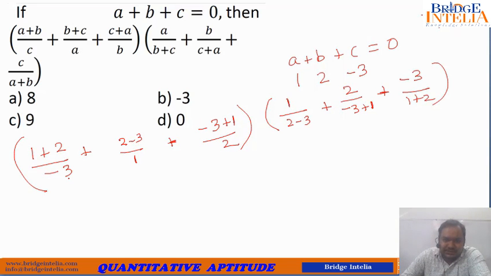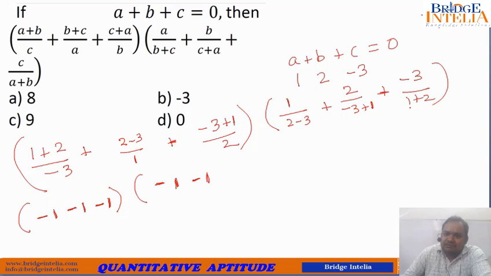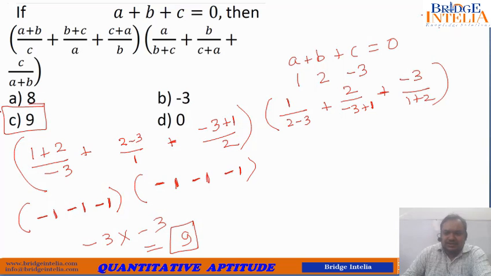1 plus 2 is 3, 3 divided by minus 3, so minus 1. 2 minus 3 is minus 1, minus 1 divided by 1 is again minus 1. So minus 3 plus 1 is equal to minus 2. So minus 2 divided by 2 is again minus 1. This into, so 1 by minus 1 is again minus 1. So 2 by minus 2 again minus 1, minus 3 by 3 again minus 1. So this is minus 3 into minus 3, the answer is 9. So this is the correct answer.